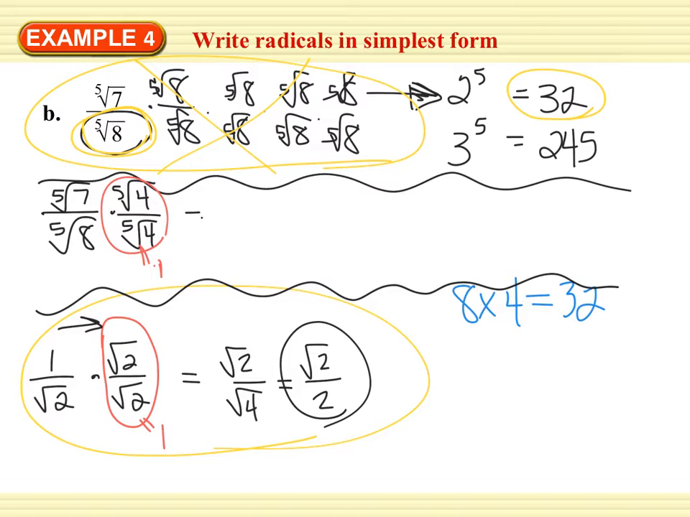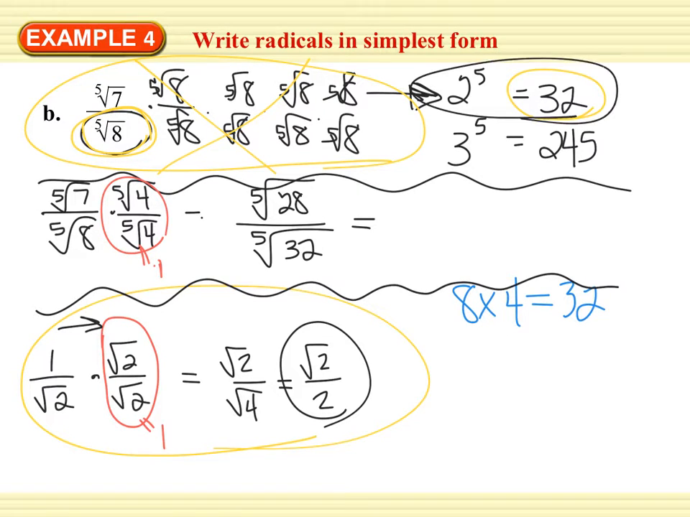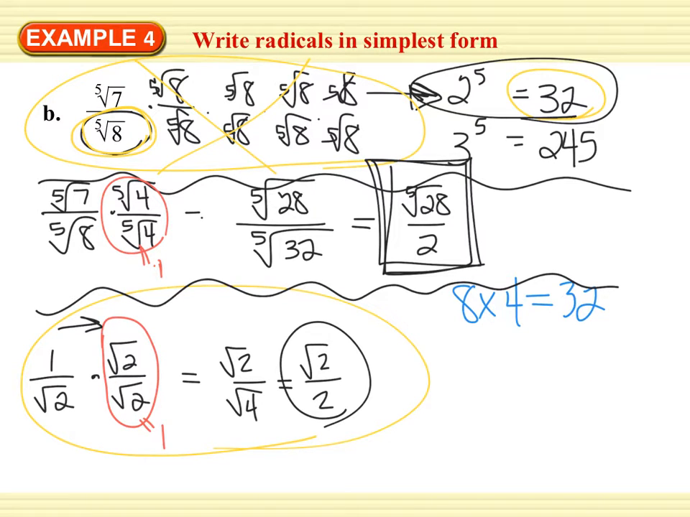Multiply across the top and the bottom. I have the fifth root of 7 times 4 is 28, and the fifth root of 8 times 4 is 32. But we just said that the fifth root of 32 is 2. And right there, I have my simplest form answer. That's sort of tough. Okay, we'll get it with some practice though.